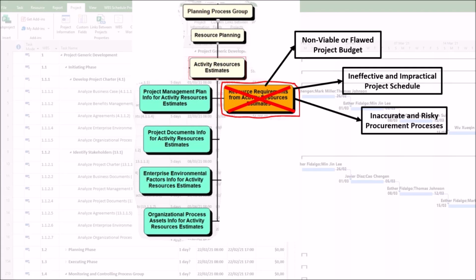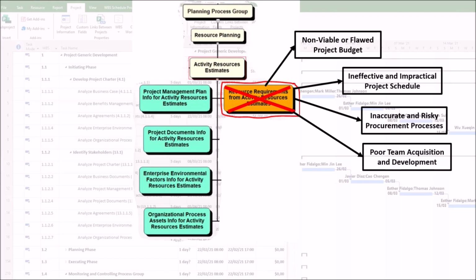3. Inaccurate and risky procurement processes. For material, equipment, or contracted labor, the resource requirements are the basis for procurement as follows. First, you may produce incorrect contracts. Ordering the wrong quantity of materials leads to waste in the case of overordering, or delays in the case of underordering. Second, you may experience vendor issues. If you hire a vendor based on flawed requirements, such as needing an electrician but hiring a bricklayer, you'll face performance issues, contract disputes, and rework.